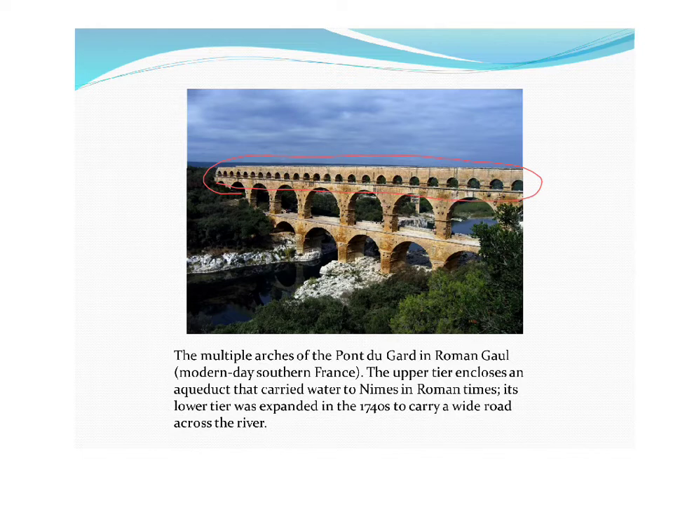The lower tier that's down here was expanded to carry a wide road across the river. And people are like, oh yeah, the wide road's modern. Yeah, so modern. It happened in the 1740s. But the Roman aqueduct was already there. The city put the lower tiers on in the 1740s so they could have a bridge across the river.